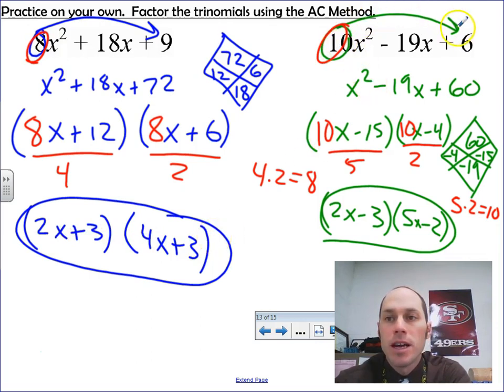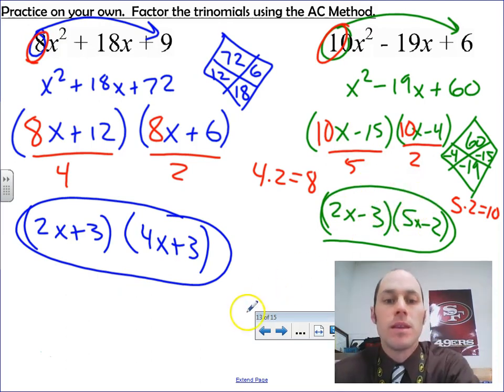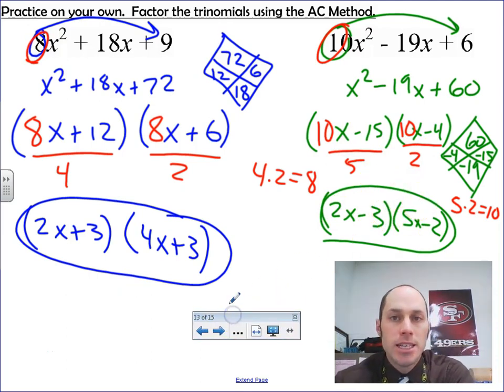Next example, I multiplied the 10 by the 6 to get 60. So I set up my diamond. So 60 as the product, negative 19 as my sum, negative 4 and negative 15 fit both instances, so x minus 15 and x minus 4. Put my 10 back in so that I could divide it out. Divide this one by 5 and this one by 2. Leaving me with 2x minus 3 and 5x minus 2. So that is the AC method.